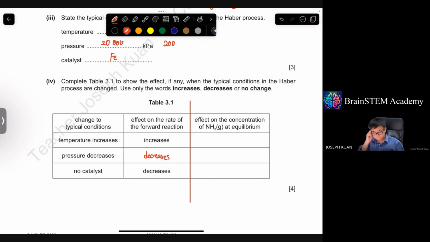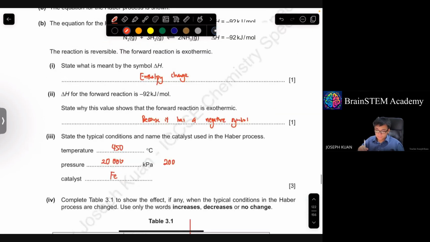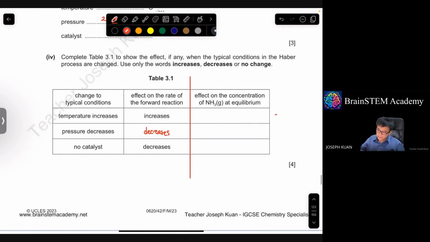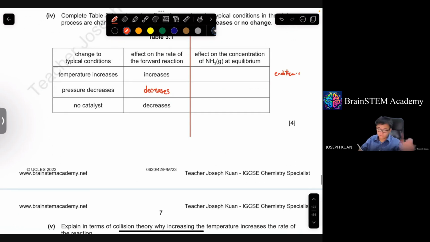Rate should decrease. On the other side, effect on the concentration of ammonia at equilibrium. So look at the product here. Increased temperature favors the endothermic reaction. Because the forward reaction is exothermic, the backward reaction is endothermic, so it will favor the backward reaction, meaning the equilibrium position shifts to the left. It will decrease the concentration of ammonia at equilibrium.